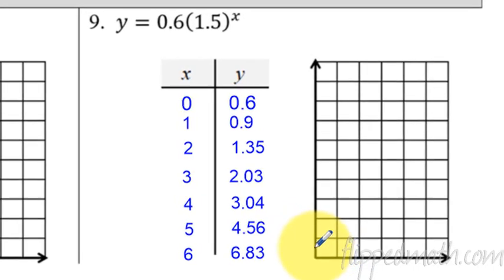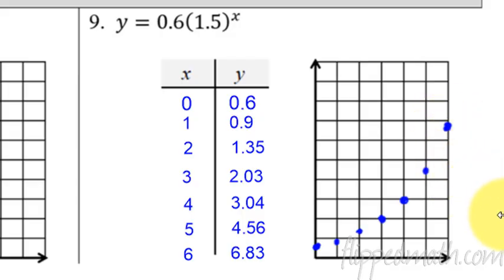So this is what you do. You just kind of eyeball it. We're trying to get a decent sketch. So this is about 0.6. And then 1, about 0.9, somewhere around there. 2 is 1.35. Again, you're just trying to get a little bit of a feel for where this is. 3, and it's just barely above 2. 4 is barely above 3, so it's basically 3. 5 is 4.5, and then 6.83, way up there, almost to 7.